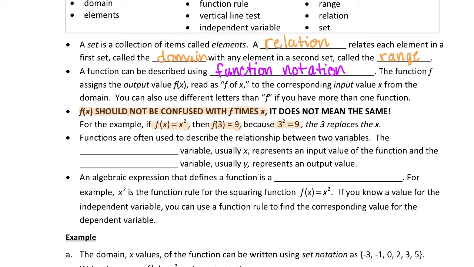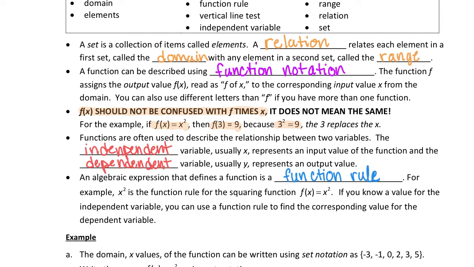Functions are often used to describe the relationship between two variables. The independent variable, which is usually the x, and the domain represents the input value of the function, and the dependent variable, usually the y variable, represents an output value, also known as the range. An algebraic expression that defines a function is a function rule. For example, x squared is the function rule for the squaring function f of x equals x squared.